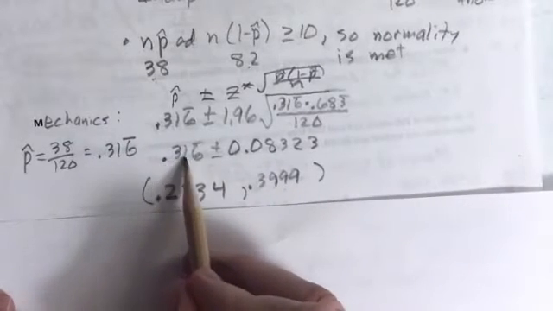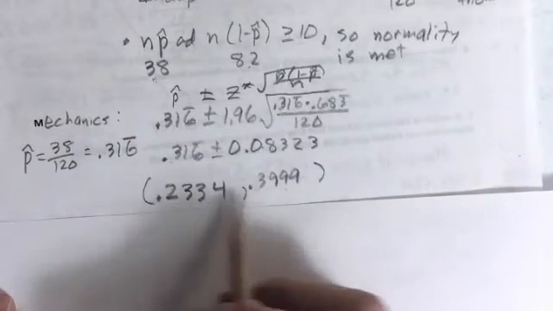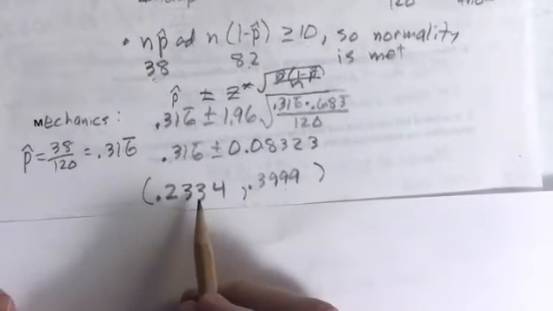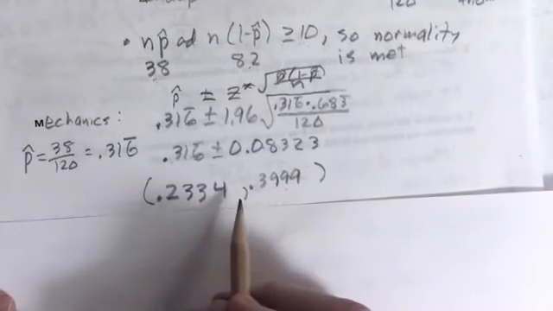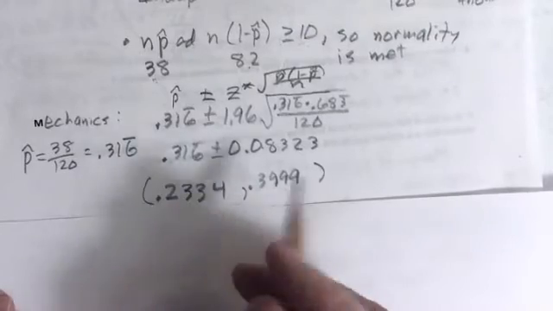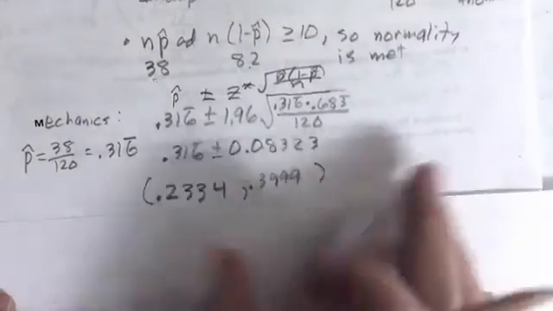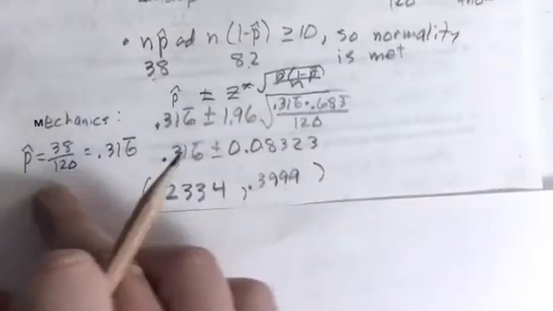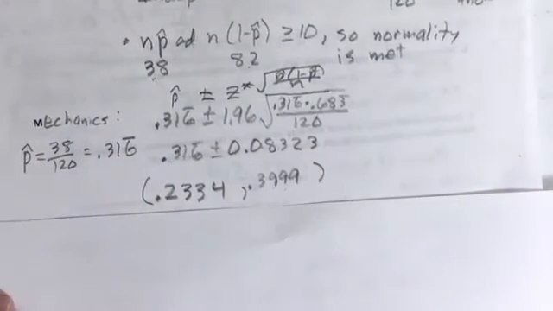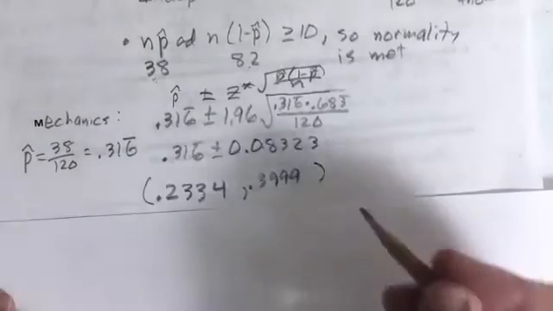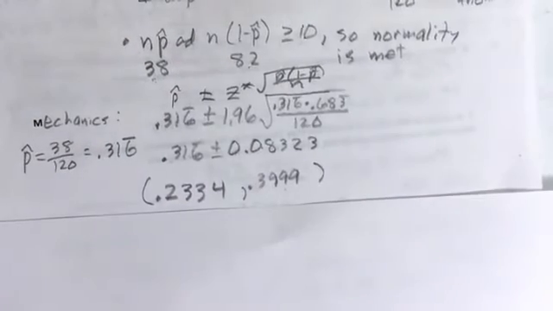And then 0.316 repeating minus that, which is that. And there's our interval of values. Those are in essence the plausible values for P. Okay, those are the plausible values for P. And so values outside of that, anything above 0.39 repeating or anything below that, are not plausible values. And so there you go. That's the mechanics. This is the only thing you in essence have to write down.